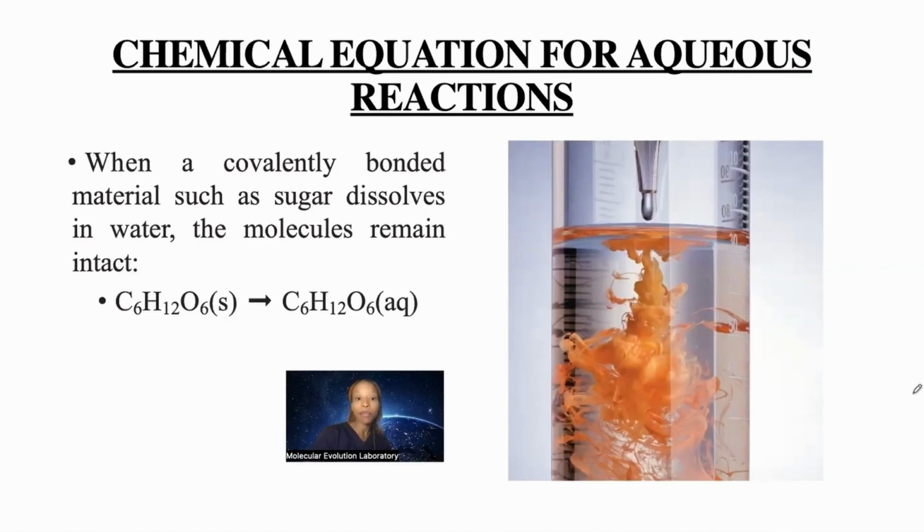When a covalently bonded material such as sugar dissolves in water, the molecules remain intact. C6H12O6 is a solid. When it is in an aqueous solution, it remains the same. So the chemical composition of sugar is the same in water. And this is very important to remember, right?